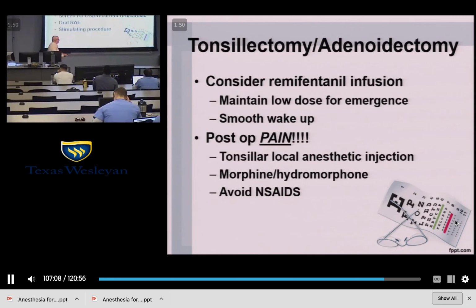These patients, again, really benefit from a remifentanil infusion because of the smooth wake up. You can keep them on a low dose as you emerge them. It used to be that you turned it off at the end of the procedure, and the patient would be awake in 8 minutes. They won't buck. They open their eyes. They're ready to extubate.